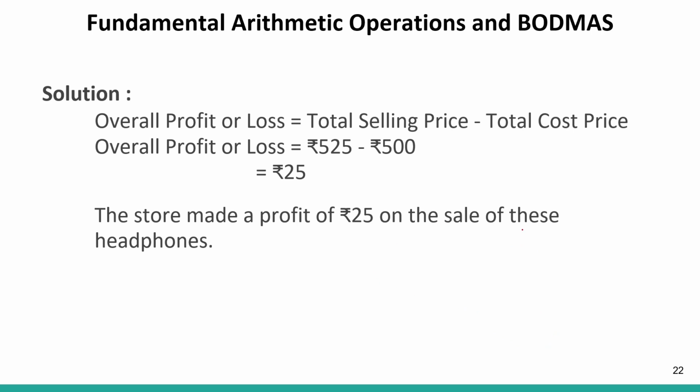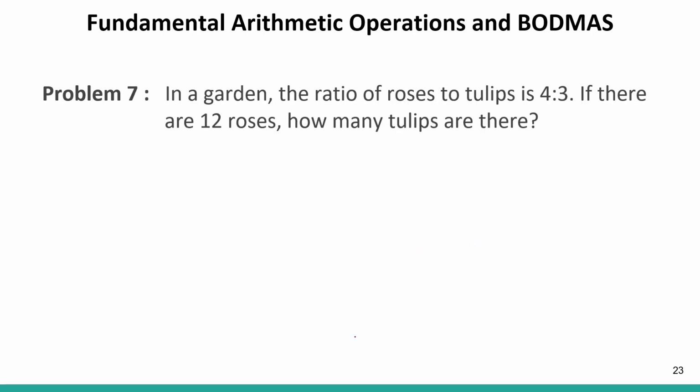So overall profit is equal to 25 rupees, since 525 minus 500 is equal to 25. So the store made a profit of 25 on the sale of these headphones. So let's see problem number 7.